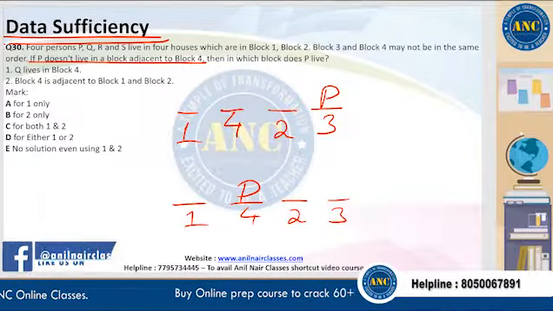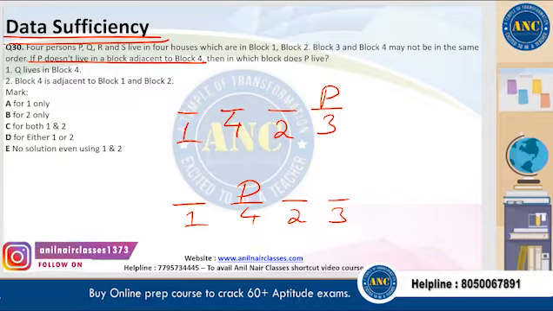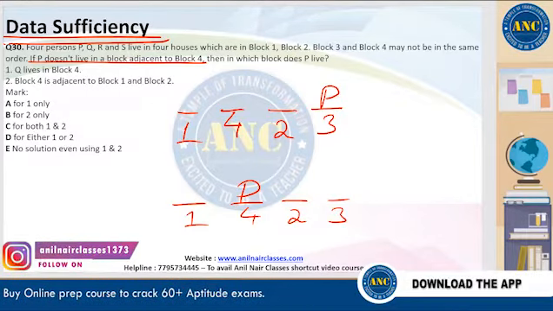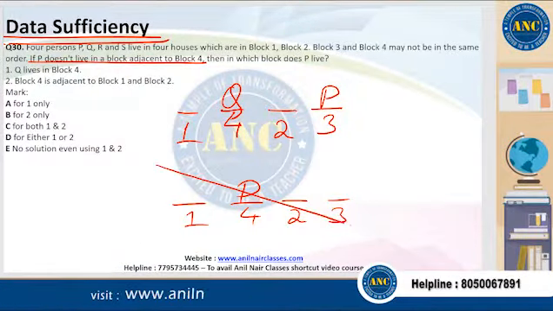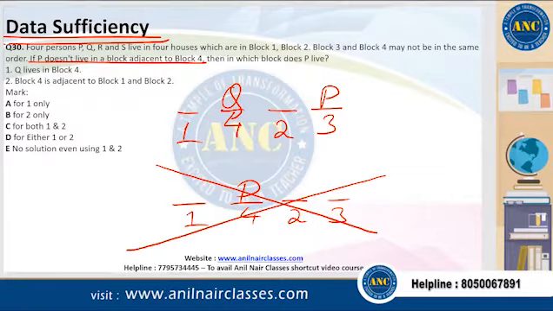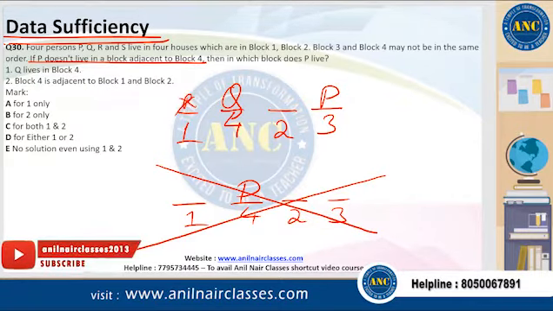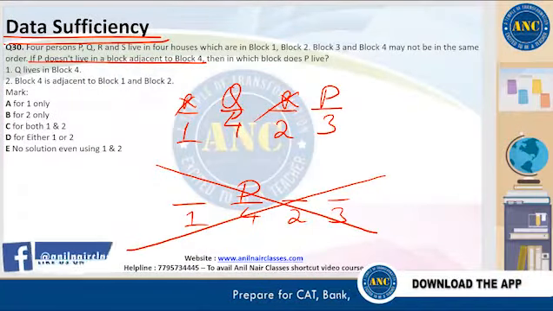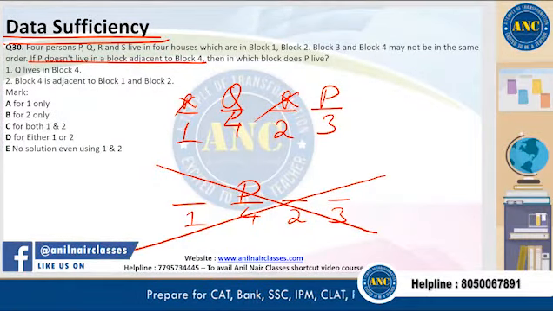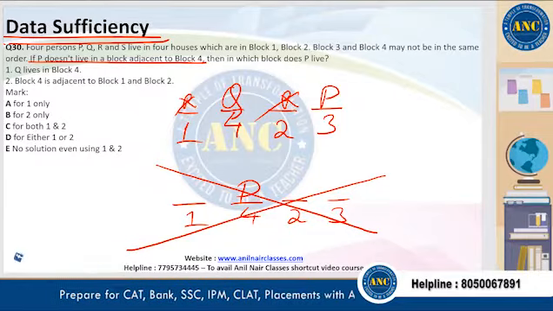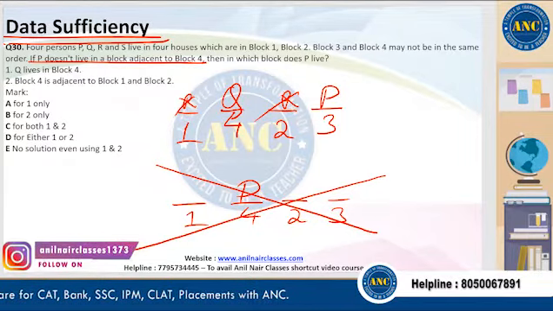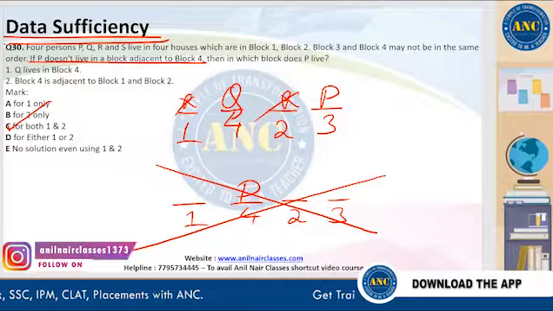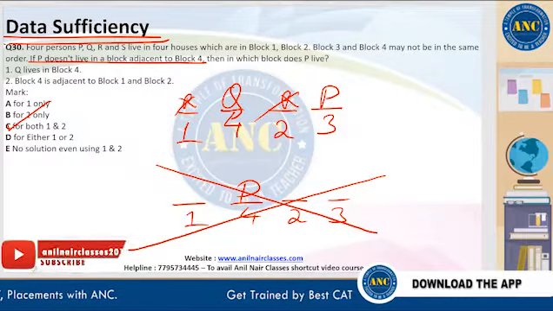So we combine the statements. If we combine the statements, Q lives in block 4. That means this case is true. This case is negated. Q lives in block 4. You cannot put P here. You cannot put P here, right? P has to come in block number 3. So the question can again be answered using both statement 1 and 2. Are we all good? Is that fine?